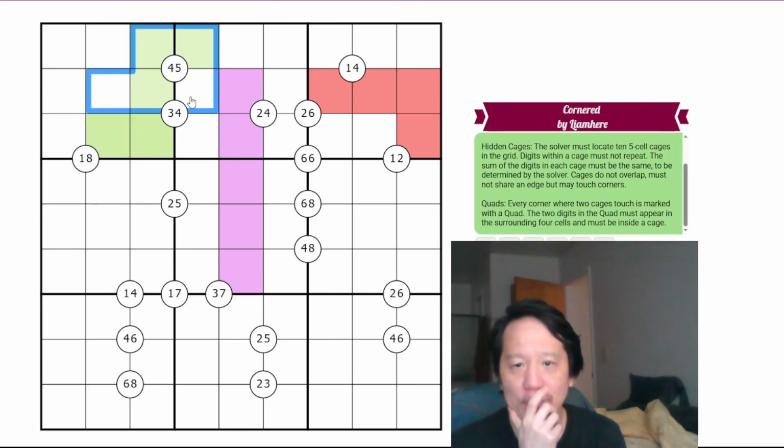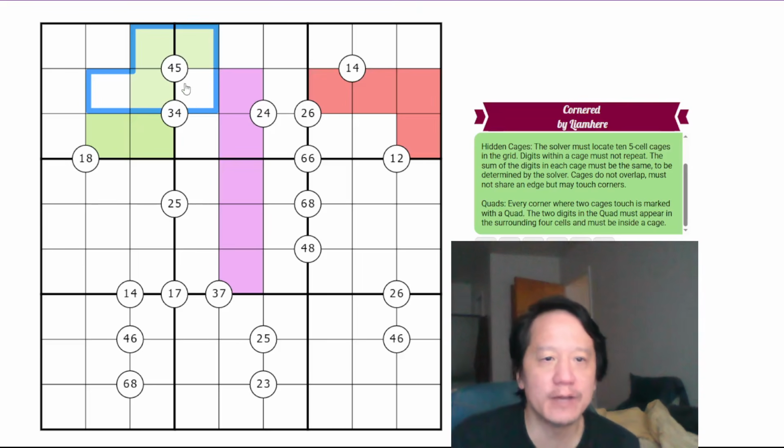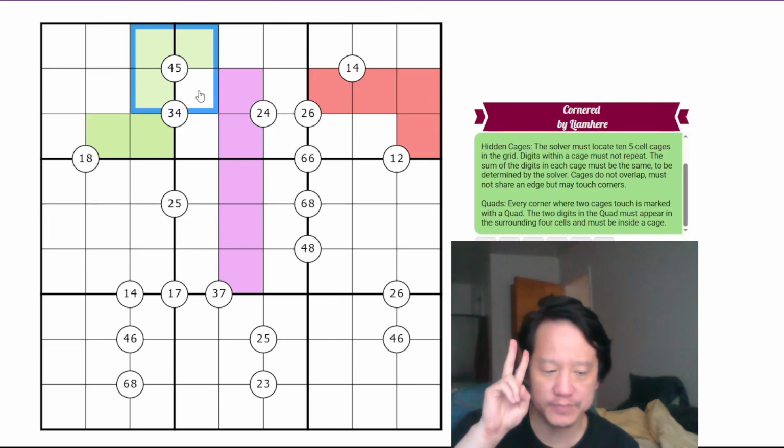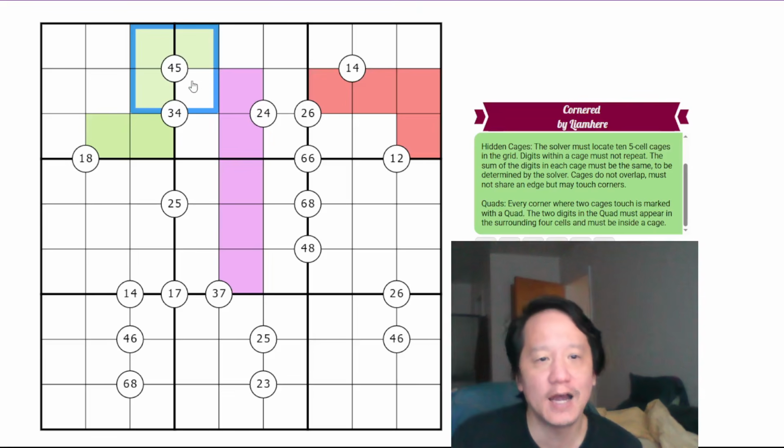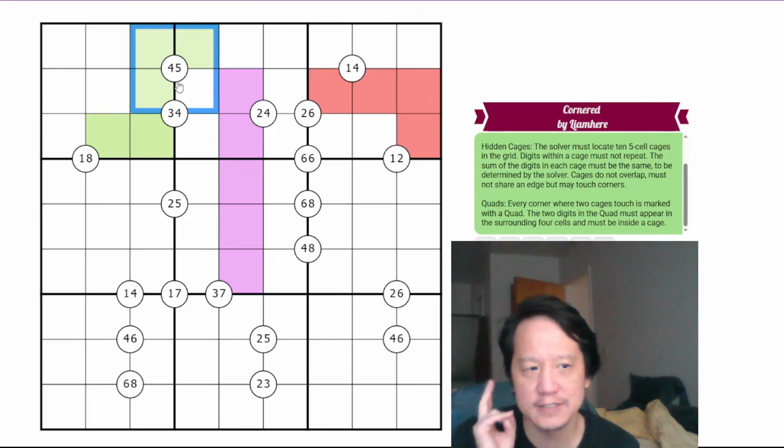Interesting. So that means this quad has 2 requirements. The 4 and the 5 have to be surrounding this quad, and they both have to be in cages. So that's interesting.